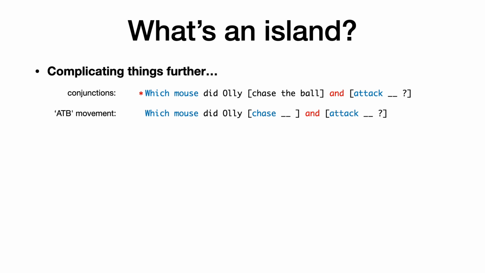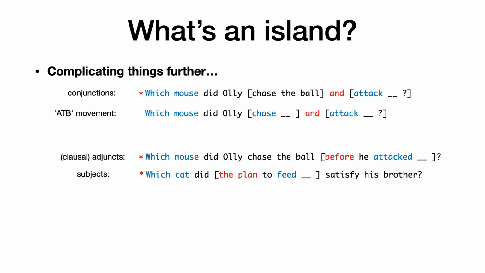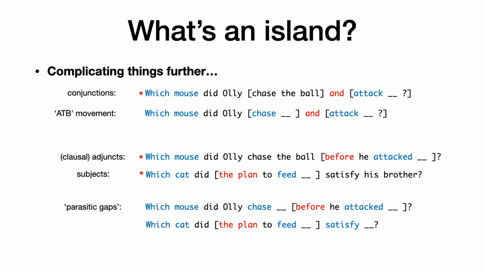Similarly, we also have to explain why some islands are not always islands, right? We have to explain why sometimes clausal adjuncts are islands and sometimes they aren't, depending on whether there's another gap in that same structure. That's a pretty hard task, I'm going to be honest with you.